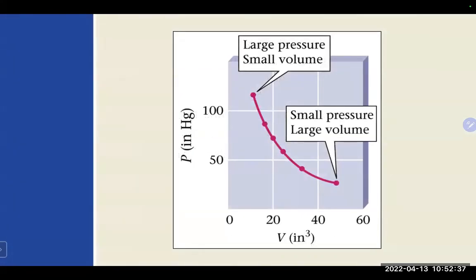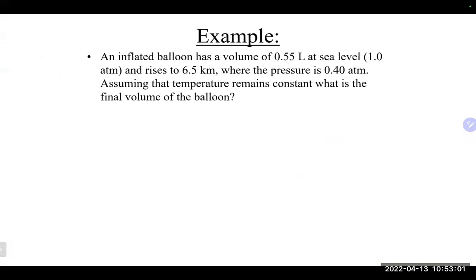And that's what we see from a graph here for a particular gas. If we look at the volume here, at much smaller volumes, we have a much higher pressure. As the volume increases as we go this way, it gives everybody a lot more room. Fewer collisions start to occur, and we do see a significant decrease in the pressure. That really is our Boyle's Law relationship. So why don't we try one here? An inflated balloon has a volume of 0.55 liters at sea level and rises to 6.5 kilometers where the pressure is 0.4. Assuming the temperature remains constant, what is the final volume of the balloon?